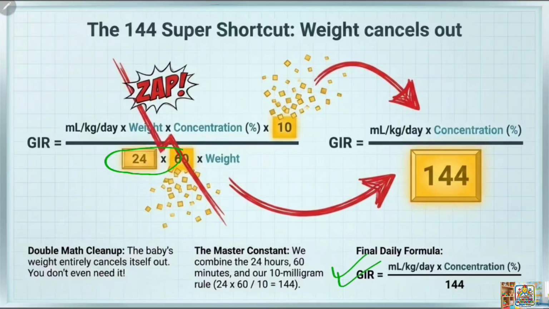So our final daily formula is here: ml per kg per day with concentration divided by 144. Some people write it as ml per kg per day into concentration of fluid into 0.007. That means 1 by 144 is equal to 0.007. This is the final GIR formula.